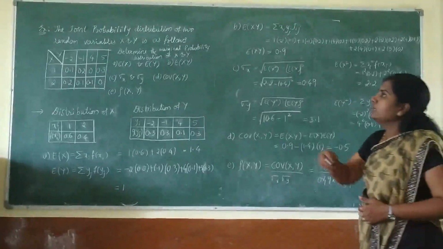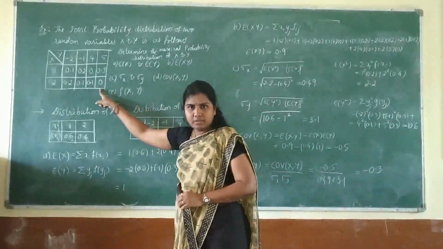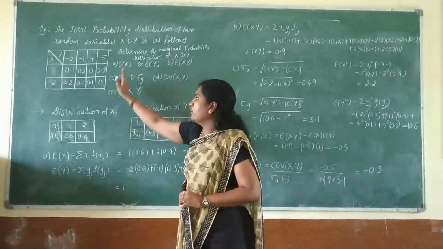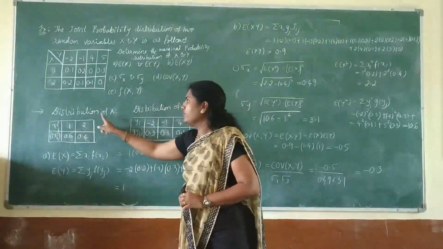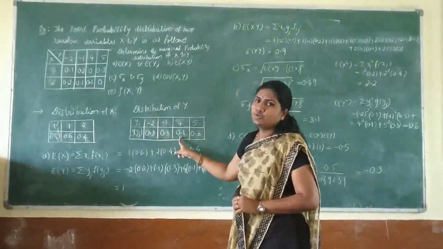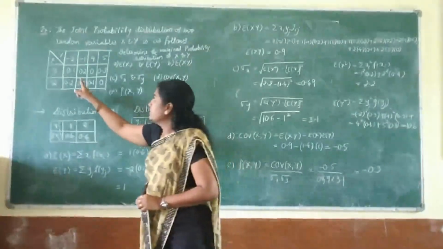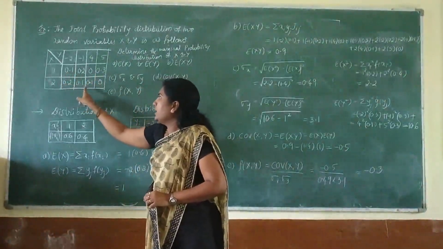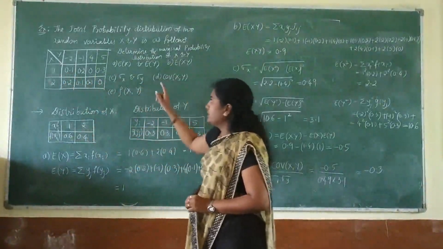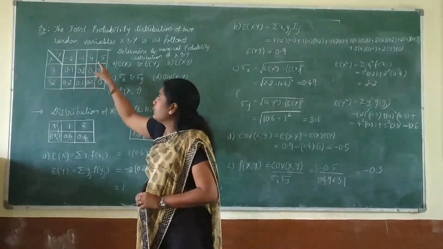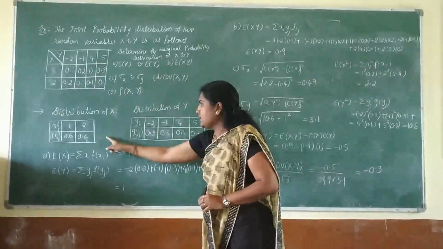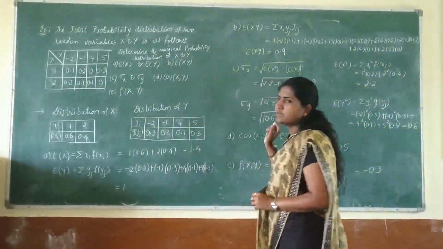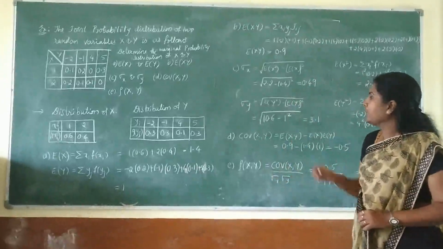You see here they have given the joint probability distribution table. With the help of this table, first we find the distribution of x and the distribution of y. The distribution of x we get by adding the columns, and the distribution of y by adding the rows for the respective y values. Here are the distribution tables. Whatever else they have asked, go on finding by substituting the formulas and simplifying.